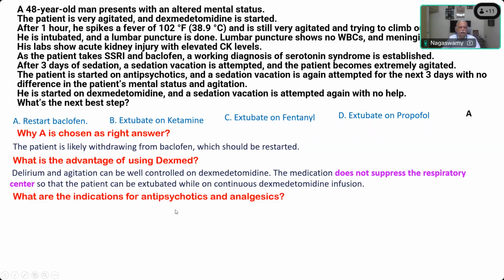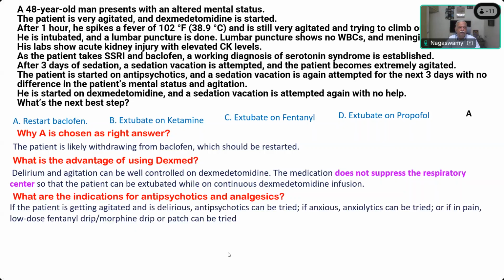What are the indications for antipsychotics and analgesics in this patient? We started on antipsychotics because the patient is very agitated. If the patient is getting agitated and delirious, antipsychotics can be tried. If anxious, anxiolytics can be tried. But if in pain, you have to give low dose fentanyl or morphine to correct the pain.